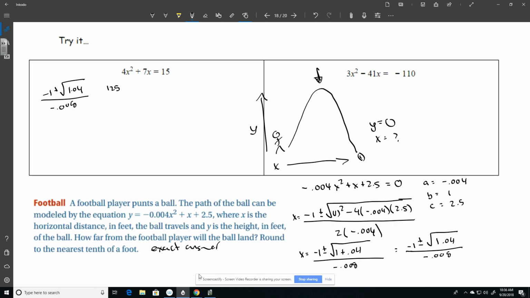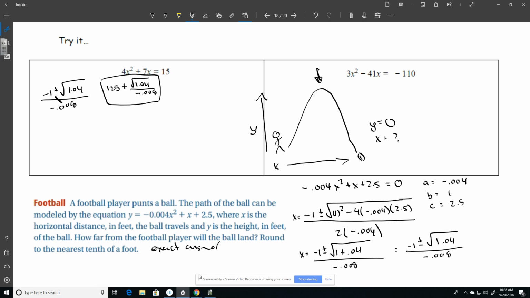So this part becomes 125, and then I'm going to add the square root of 1.04 divided by negative 0.008. So this part divided nicely. This part isn't a nice answer. So this is going to be my answer right here.